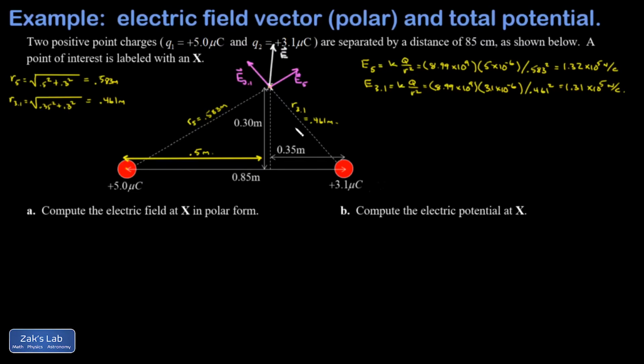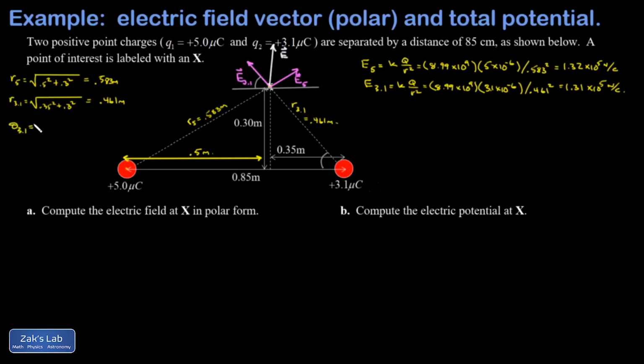Okay, next, I need to vector add these two vectors. I have their magnitudes, but I need their x and y components, and that means I've got to break them down by using their angles. Well, I can see that the angle for the 3.1 is the same there at the top as it is here at the bottom. And I'll go ahead and call that theta 3.1.